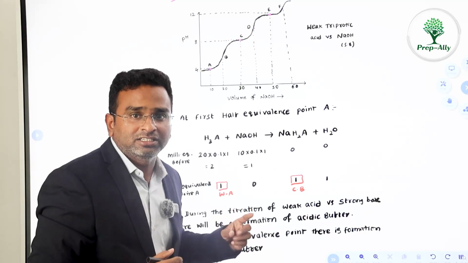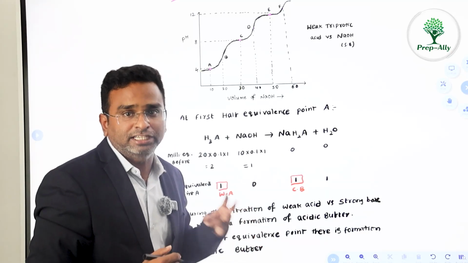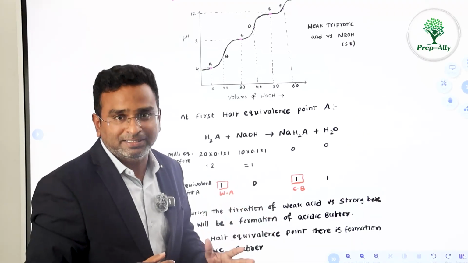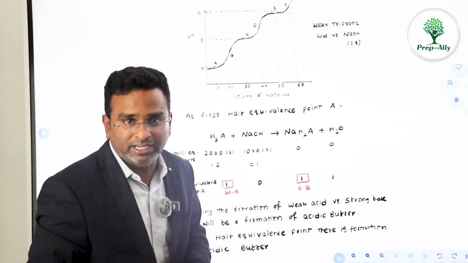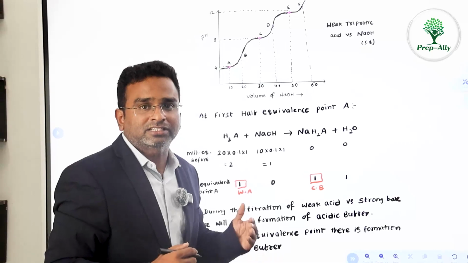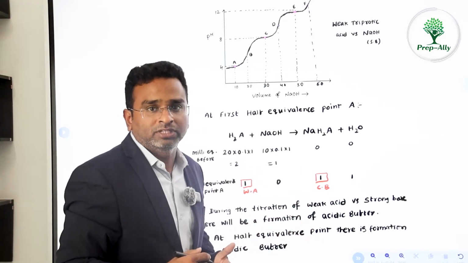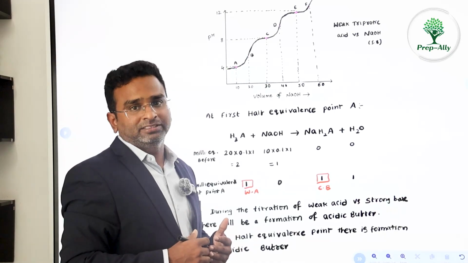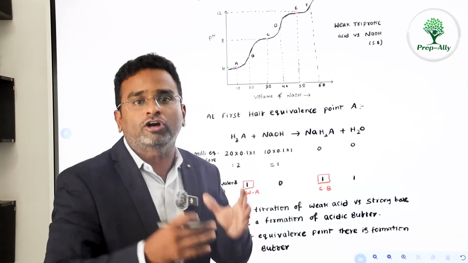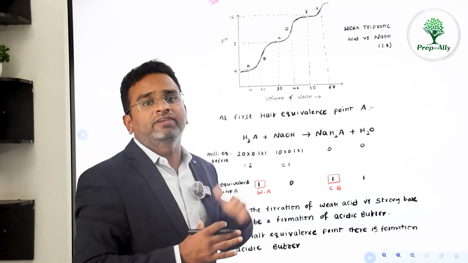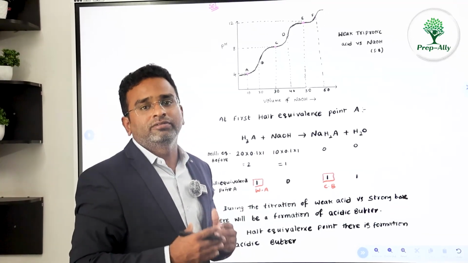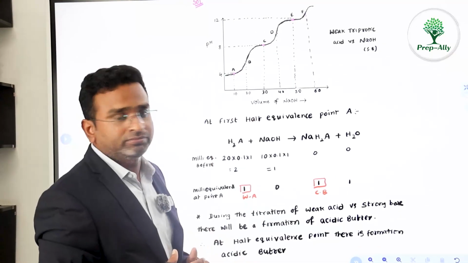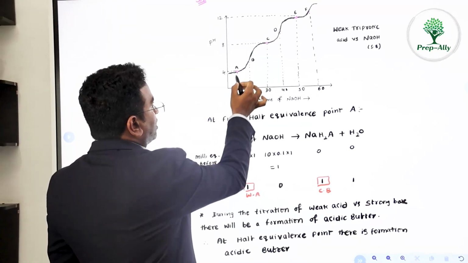Each molecule is releasing 3 H plus ions because it is a triprotic acid, and we are using the same concentration for the titration. That's why it will take 3 times the volume for complete neutralization of the triprotic acid. But during this neutralization, how the pH will vary, that's what we will try to understand by using this graph. Right, so now let us start.